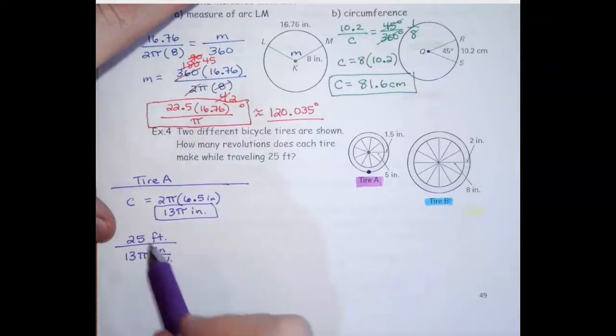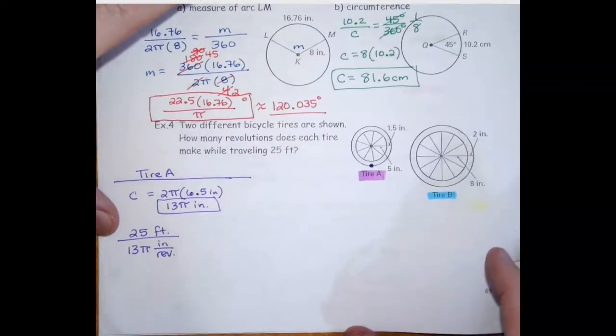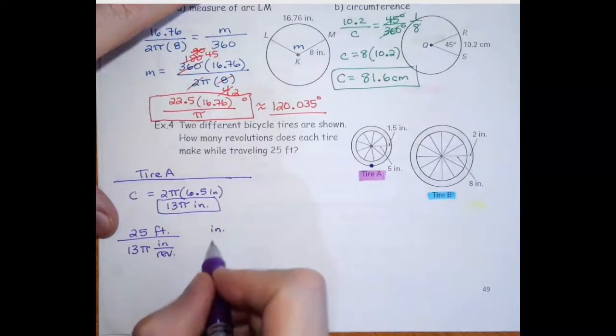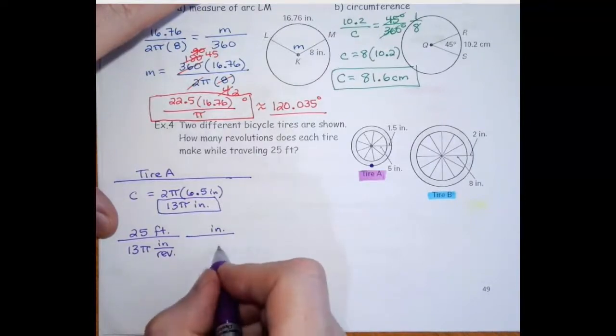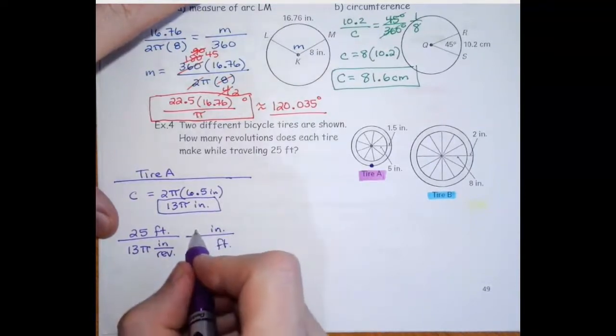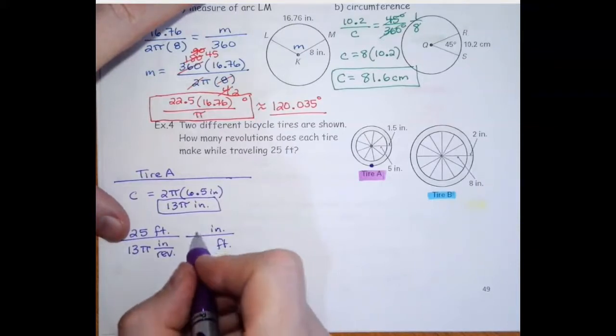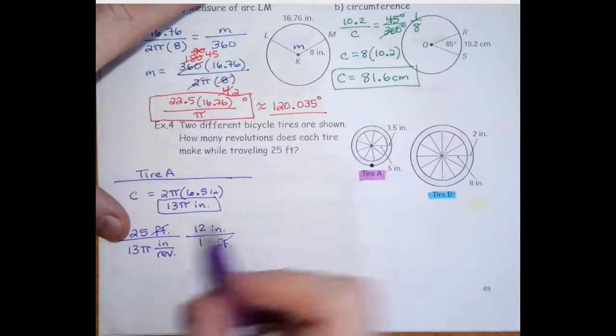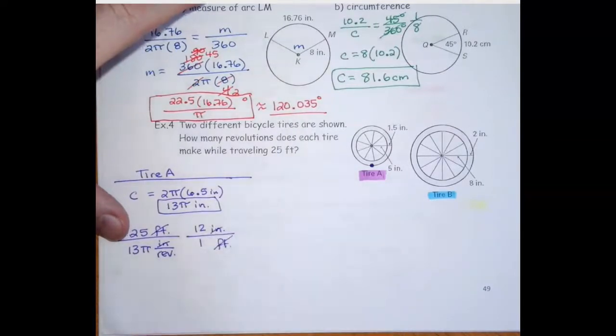Okay, so the first thing we need to do is get those units to be the same if we're trying to find out how many times the tire is going to go around. So really what we want is to cancel out inches and cancel out feet. So what's the relationship of inches to feet? There's 12 inches in 1 foot. So what that's going to do is cancel that out, and it's going to cancel this out.